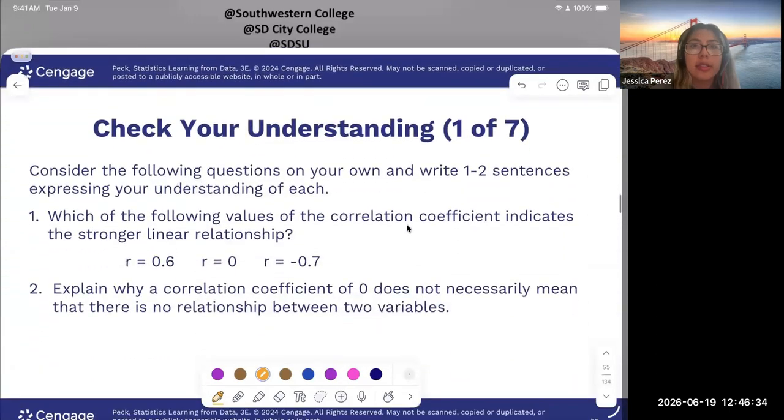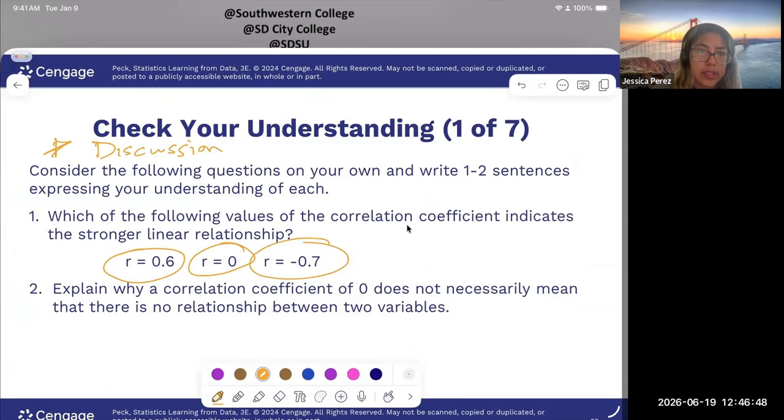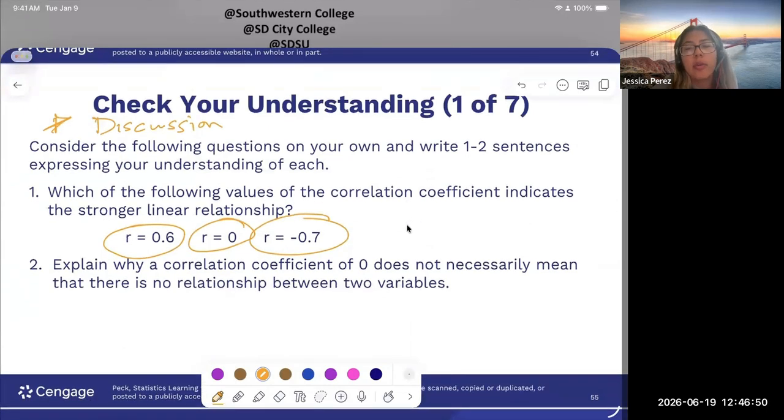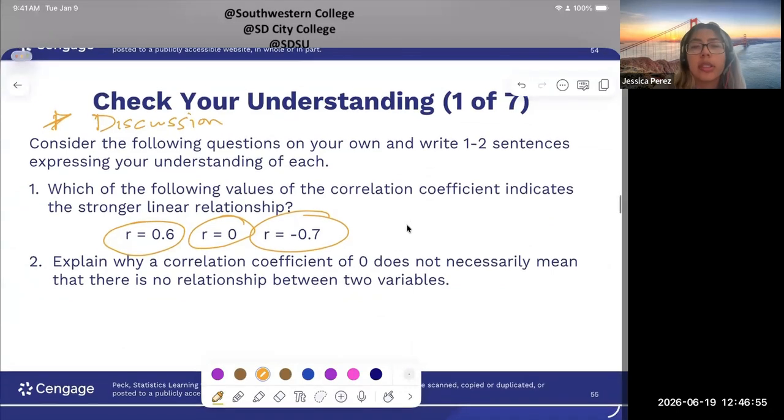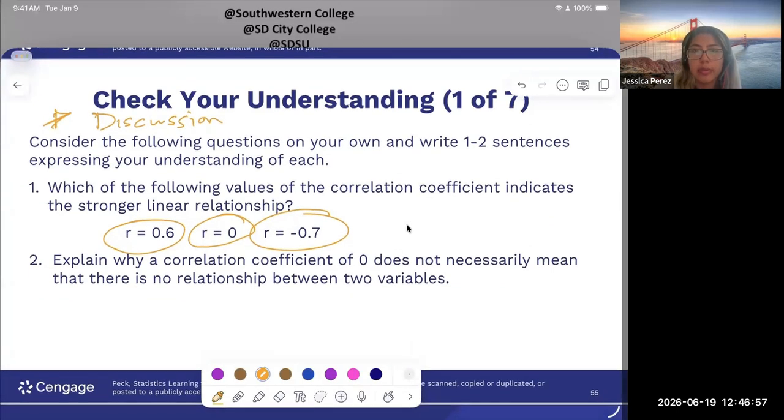Check your understanding. Consider the following questions. We are going to be doing a discussion post here. What does it mean when R is equal to 0.6? What does it mean when R is equal to 0? What happens when R is equal to 0.7? Explain why a correlation coefficient of 0 does not necessarily mean that there's no relationship between two variables.